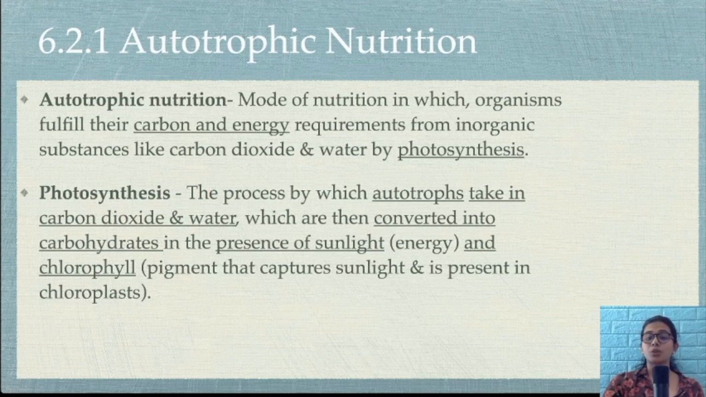So the process by which autotrophs take in carbon dioxide and water, which are then converted into carbohydrates. And how is it done? In the presence of sunlight and chlorophyll. Sunlight provides the light energy, and chlorophyll is the pigment that captures the light energy and helps plants convert it into chemical energy, right? And this chlorophyll pigment, remember where it is present inside the cell? Inside the chloroplasts, right?